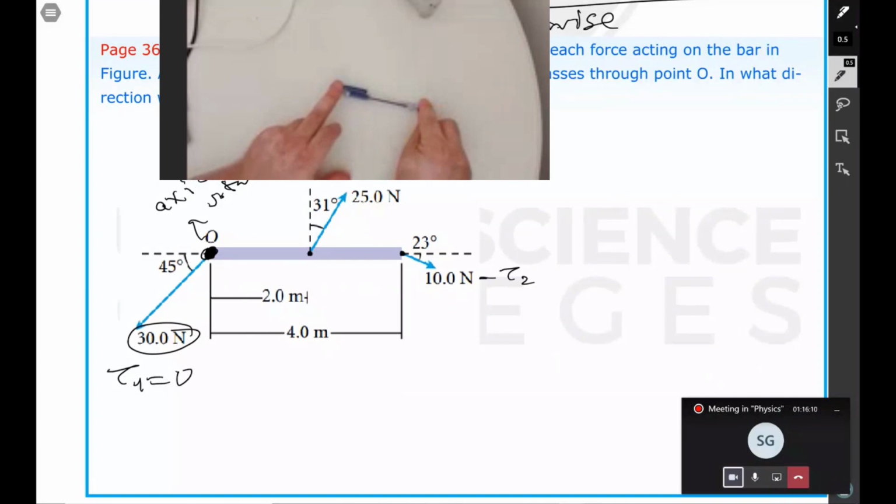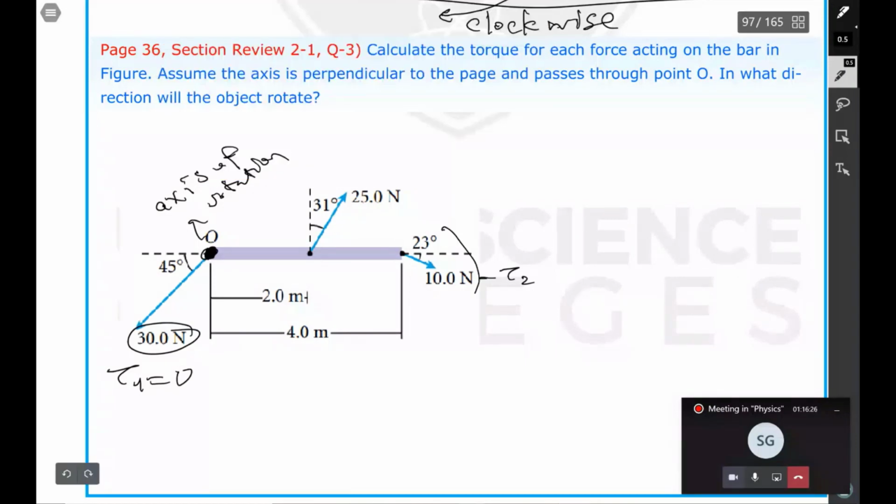On the right, there is the force. Push the pen in the direction of the force. Rotation is clockwise. It's clockwise if you push it like this. That's why this force produces a clockwise rotation, so negative. Torque 2 must be negative.